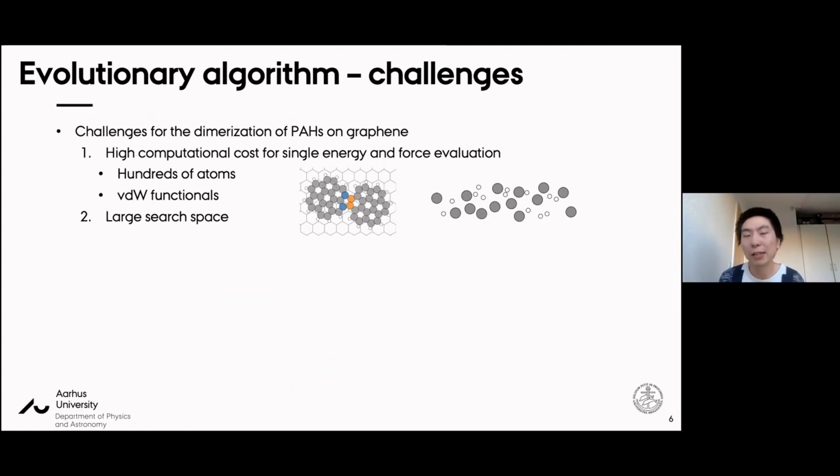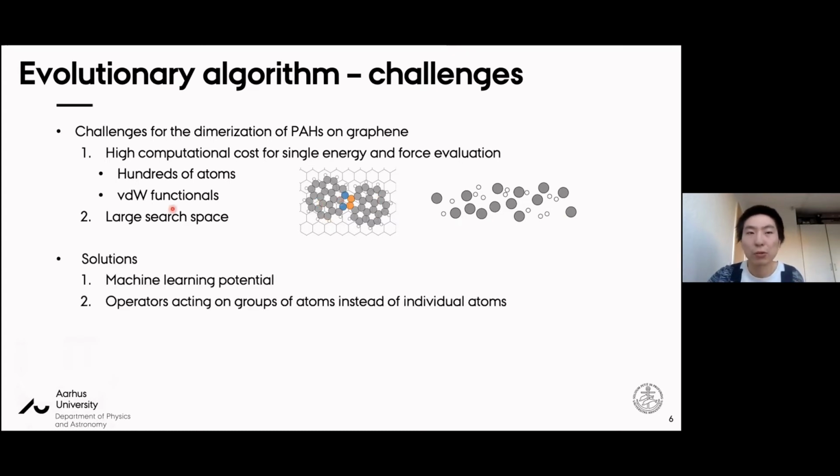Another challenge is that there are many different combinations of atoms on the surface. We want to avoid structures like this, just purely random structures. This is something we want to avoid, which means we need to constrain our search to only some meaningful structures like those shown here.